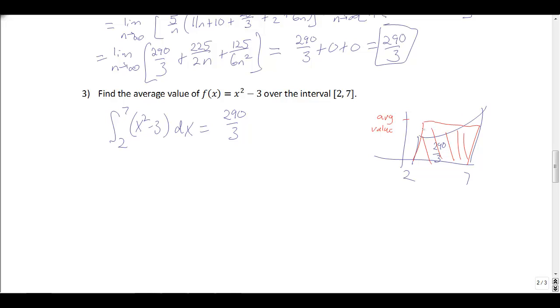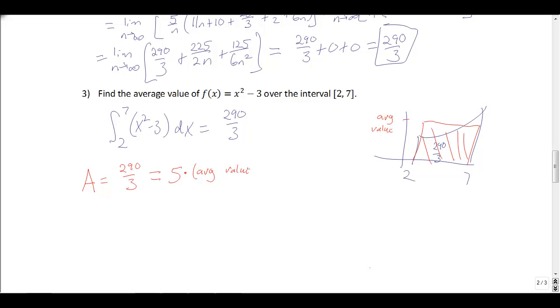And so essentially we're building this red rectangle. The area of that red rectangle, we can do this in two ways. One way is, well, we know the area is supposed to be 290 over 3. Another way is we can just use our area formula for a rectangle. The width down here is 5, and the height should be my average value.